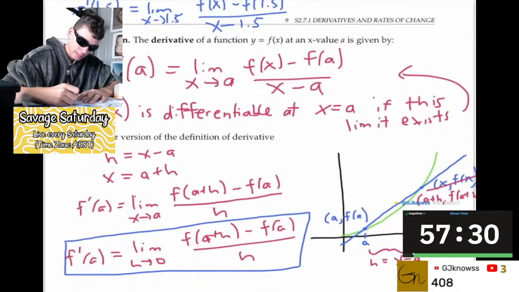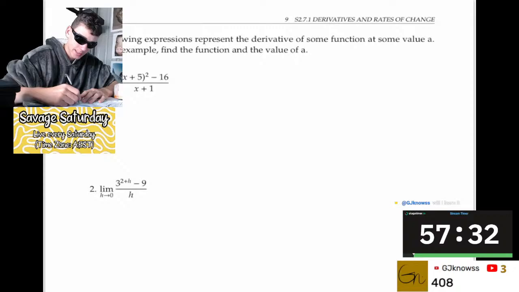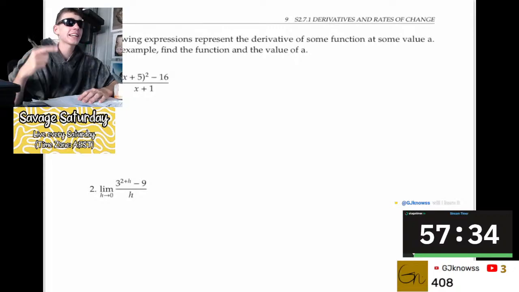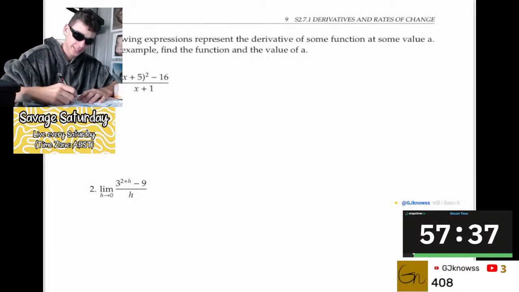But for now, let's look at some examples to practice recognizing the derivative rather than computing it. Each of these following two expressions is supposed to represent the derivative. For each example, we're going to find the function and the number a. Now remember, we've got two definitions of derivative going on. They're both equivalent, but they look different.